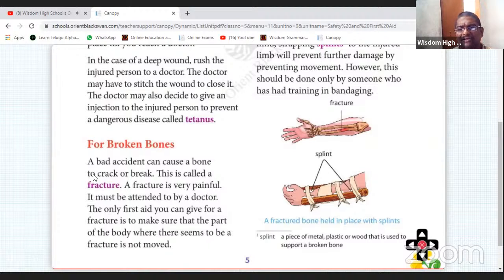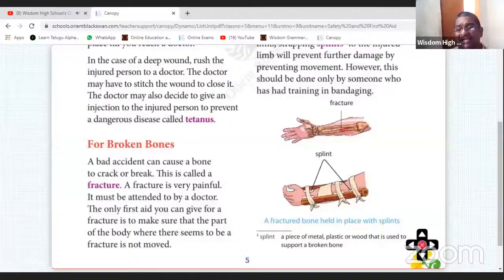So, dear children, concentrate here. If you break the bone, that is called a fracture. A fracture is very painful and must be attended to by a doctor. The only first aid we can give for a fracture is to make sure that the part of your body where there seems to be a fracture is not moved.